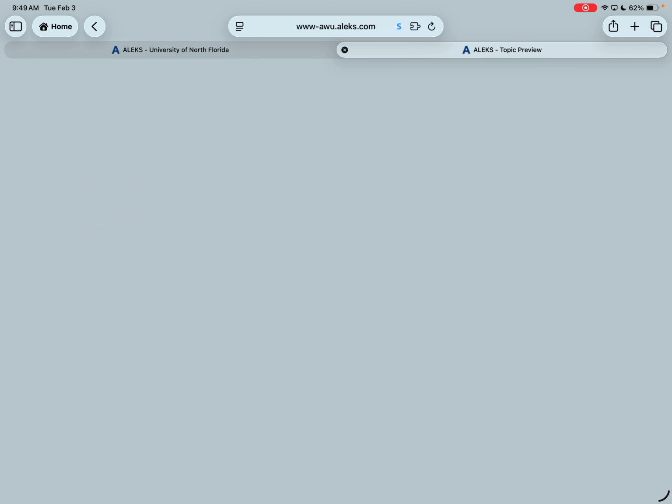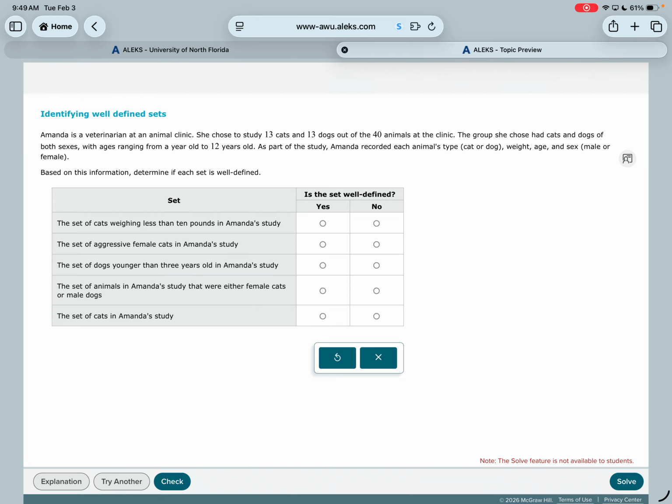So Amanda is a vet at an animal clinic. She chose to study 13 cats, 13 dogs out of the 40 at an animal clinic. The group she chose had cats and dogs of both sexes with ages ranging from a year old to 12. Here's the key part. Amanda recorded each animal's type, cat or dog, the weight, the age, and the sex. So that's the only 4 things we know about, okay? So determine if it's well-defined. The set of cats weighing less than 10 pounds. Yeah, she did weight, so we're good there.